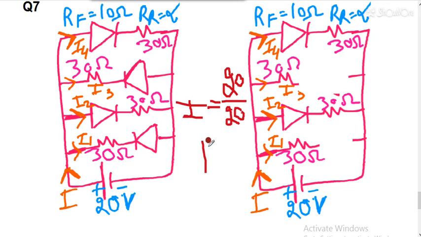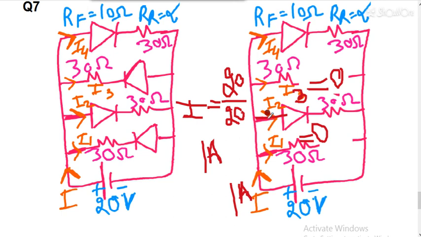Students, total current is equal to 1 ampere, meaning the current coming from the battery is 1 ampere. Now how many branches are there? Two branches. I1 is equal to 0 because it is an open circuit. I3 is also equal to 0. Whenever there is an open circuit, the current flowing is equal to 0. So here I3 and I1 are equal to 0.